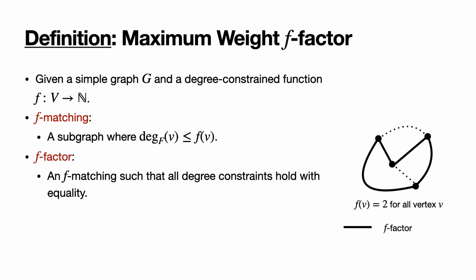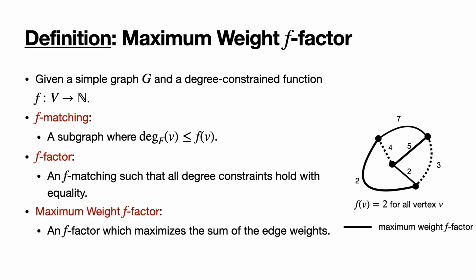An f-factor is an f-matching in which all degree constraints hold with equality. In this example, we add an edge to get an f-factor. A maximal weight f-factor is an f-factor that maximizes the sum of the edge weights. Here is an example of a maximal weight f-factor in a weighted graph.